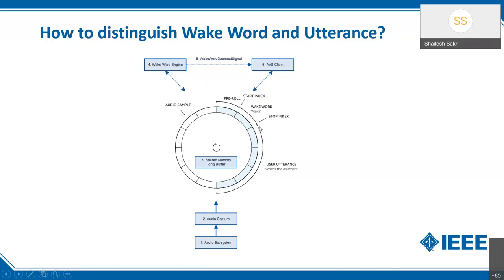And there's a very nice algorithm which is written internally, which will clearly demarcate this within the buffer, and then post that it is sent to the ASR engine. This is a shared memory buffer, and this keeps on going. In this way, it either goes to the wake word engine or the Alexa Voice Service engine.